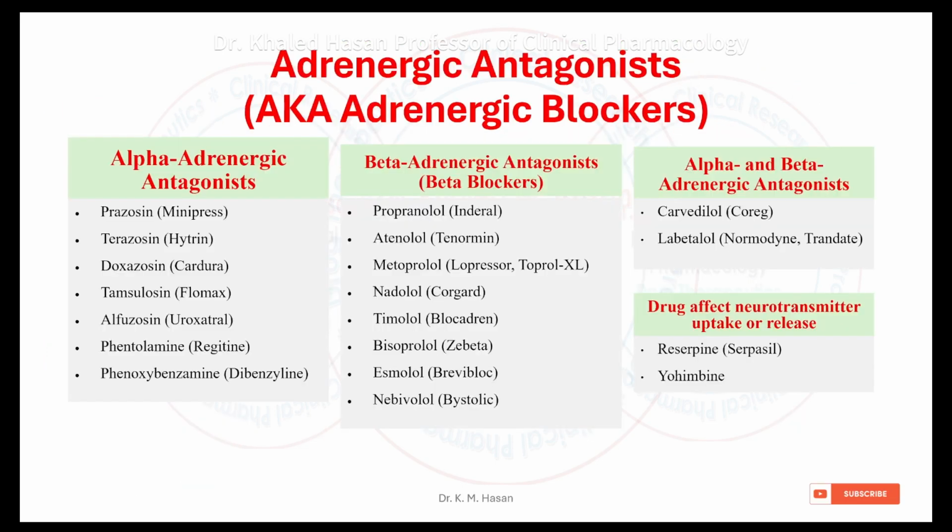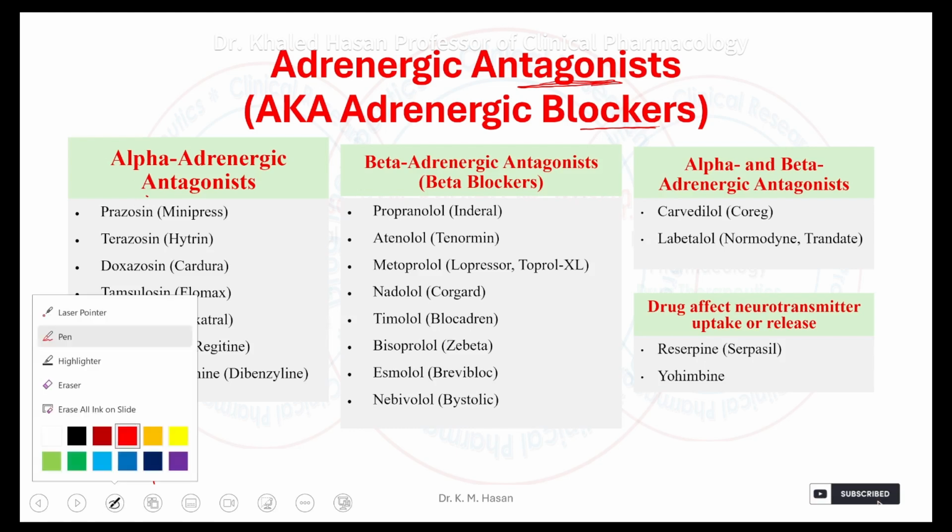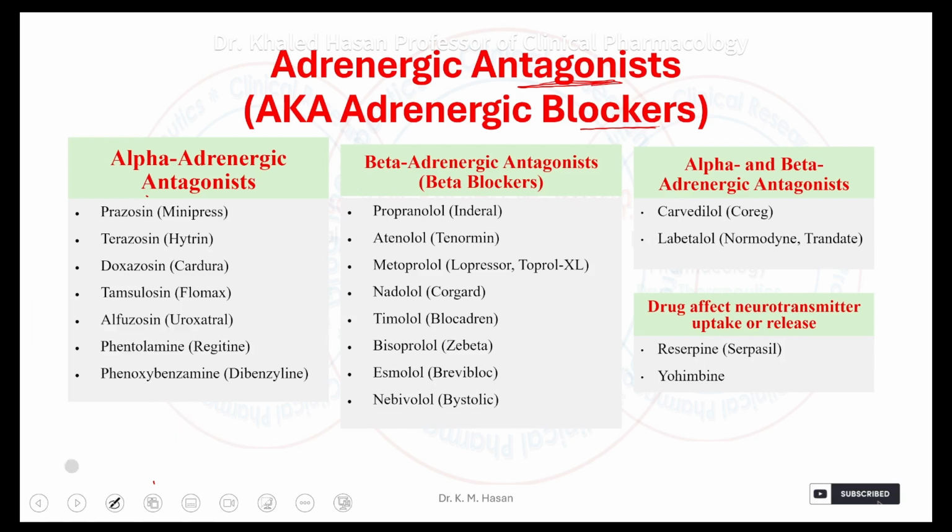Regarding the adrenergic antagonists, another name for adrenergic antagonists is adrenergic blockers. We are going to speak about alpha blockers and beta blockers. We have some agents that block alpha and beta together. Then we have some agents that affect the release and transport of these mediators from the neurons.